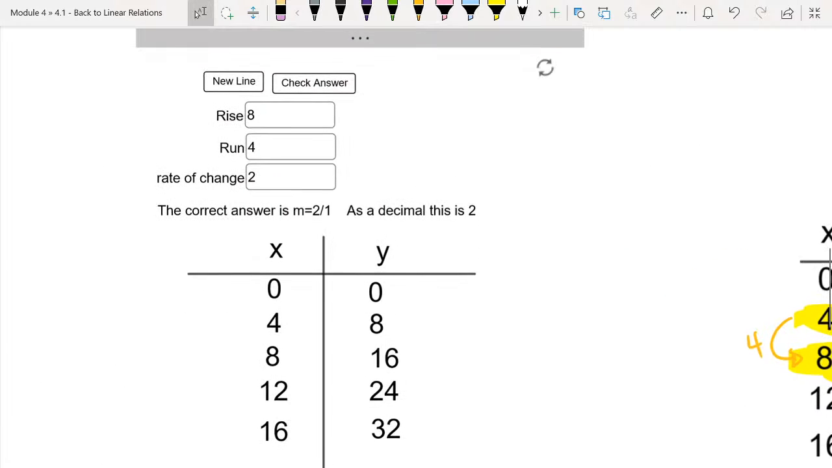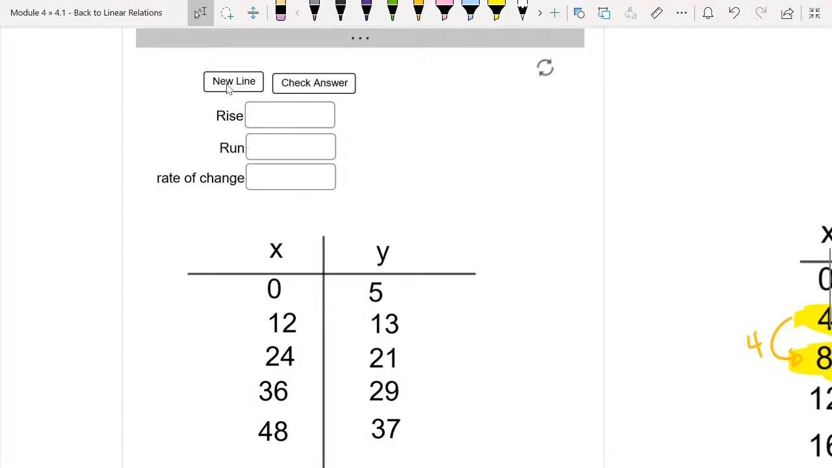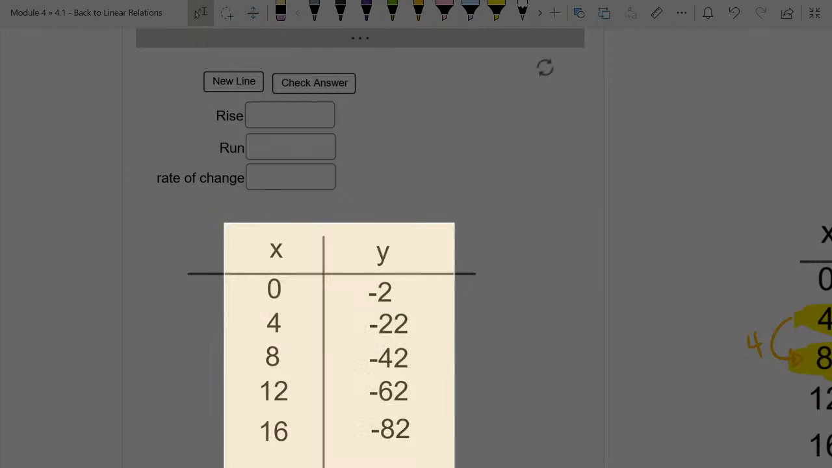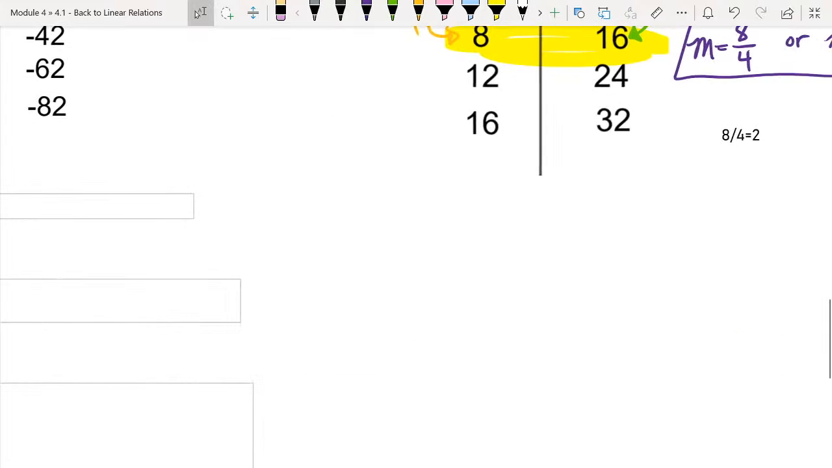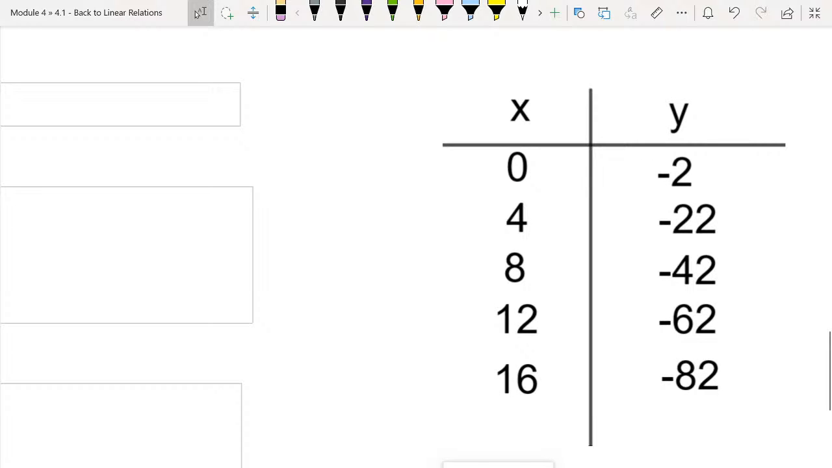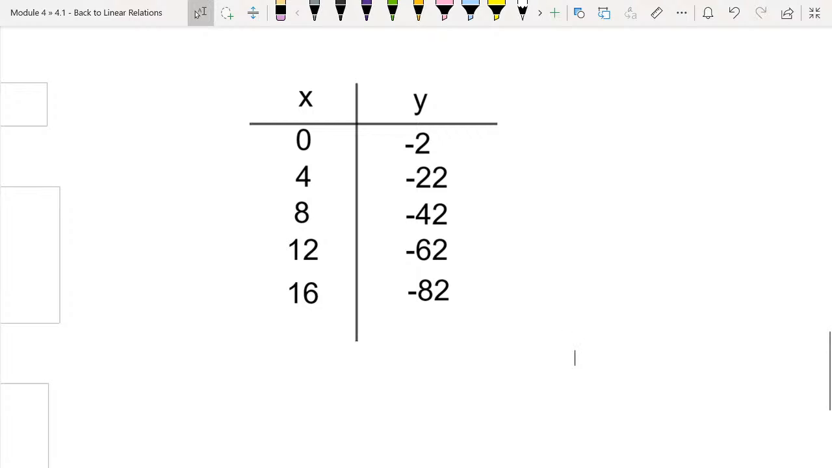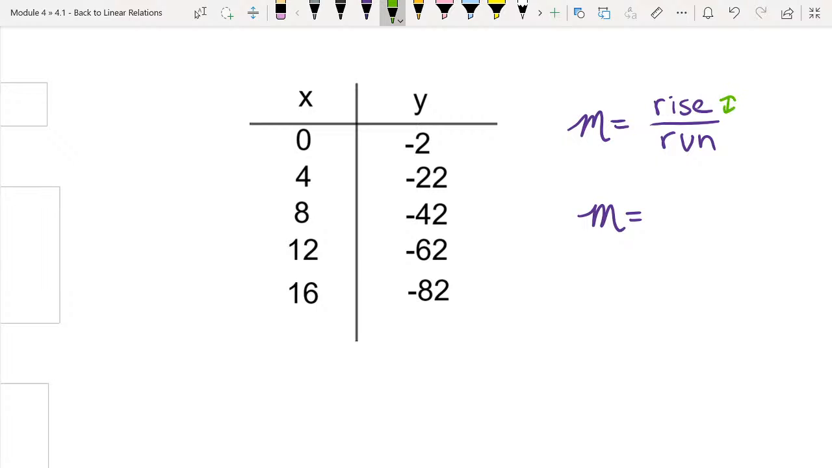Okay, let's make a new question. Oh, I kind of like this one. So we'll copy that. And we'll go down here. Here's another question. I like this one because it's going down. So again, we can say m equals rise over run. And so we can say m equals, and we'll show rise as green. We'll show run as yellow.